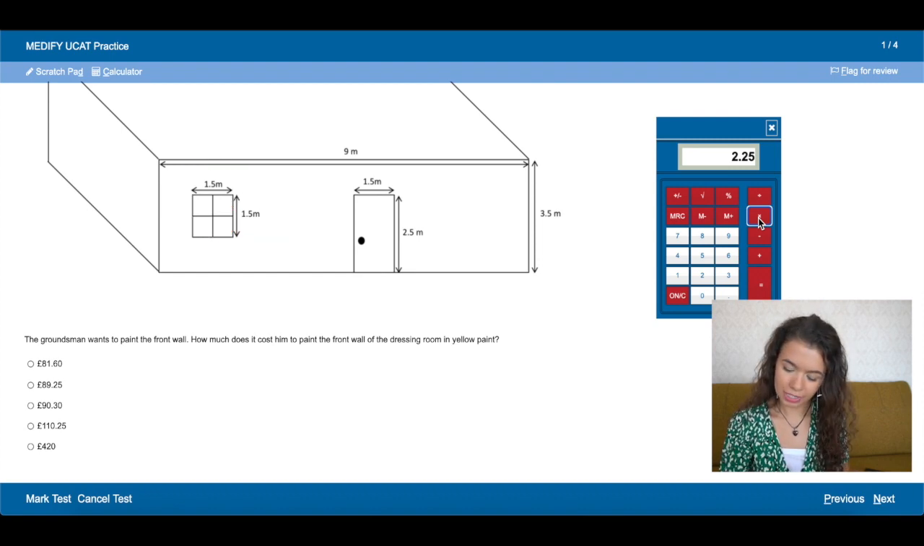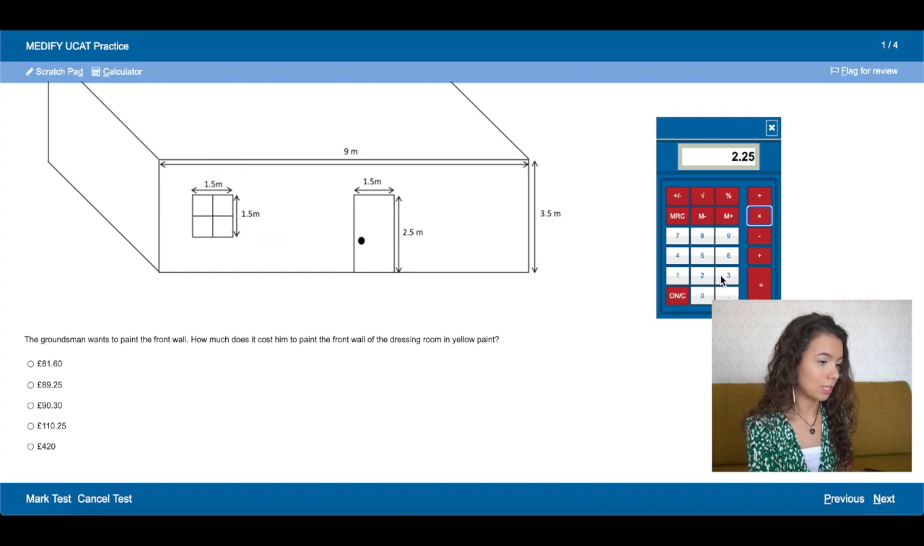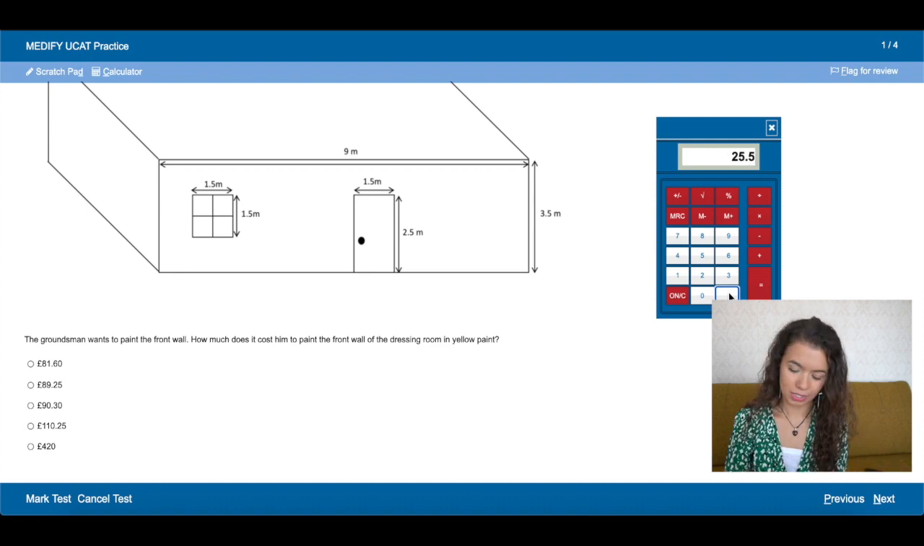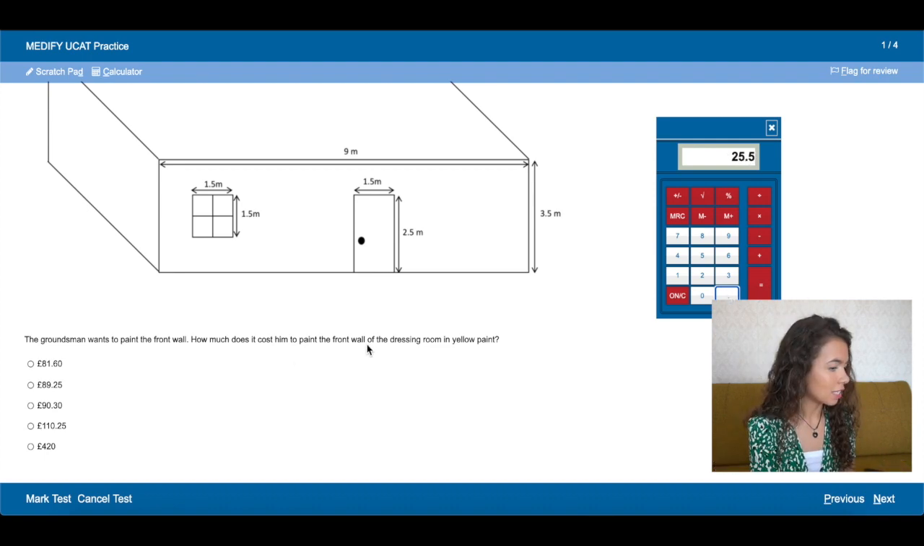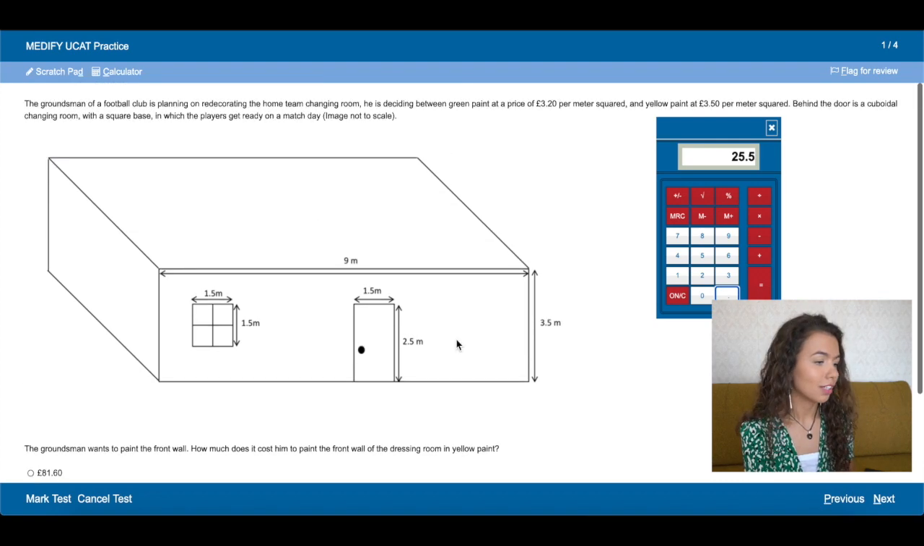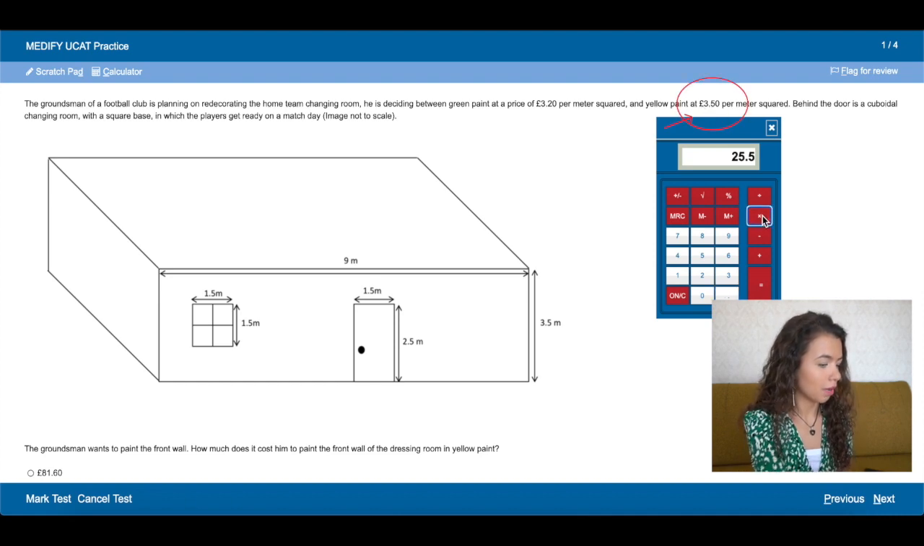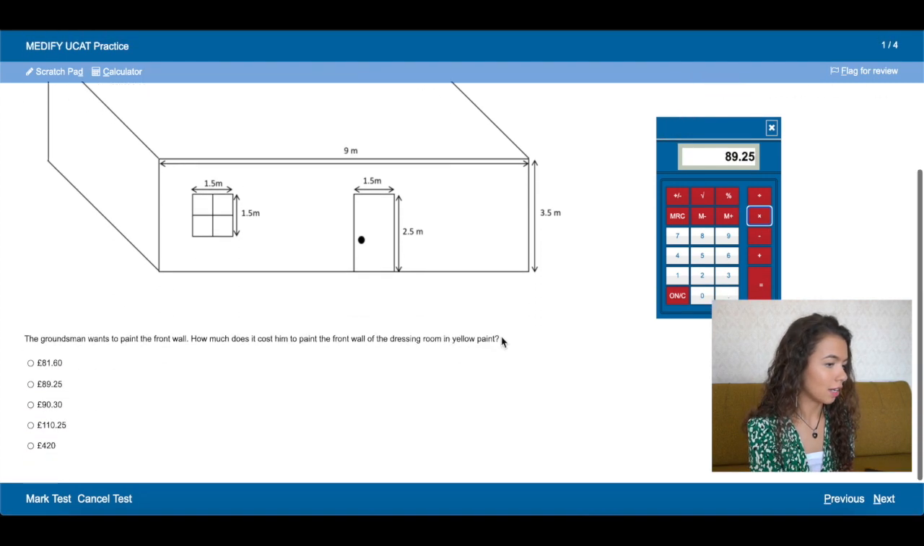So what I'm going to do is take away the last two values from 31.5. So 31.5 take away 3.75 take away 2.25, which is 25.5. Now it says that he wants to paint it in yellow. So we go back up and we see that yellow paint is £3.50 per square metre. So you just multiply that by 3.5, which gives us £89.25, which is the second answer here.